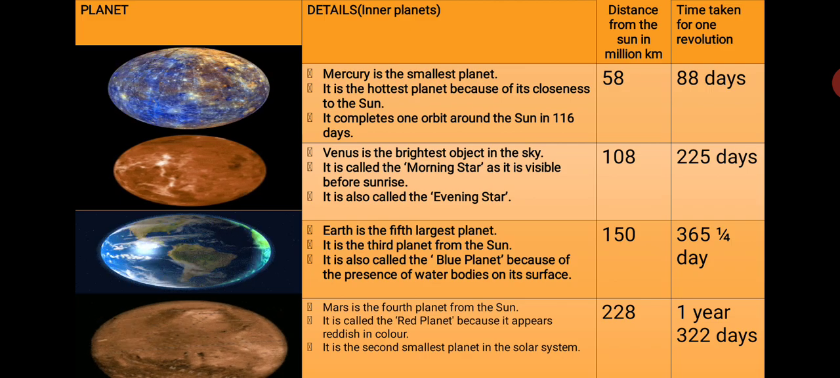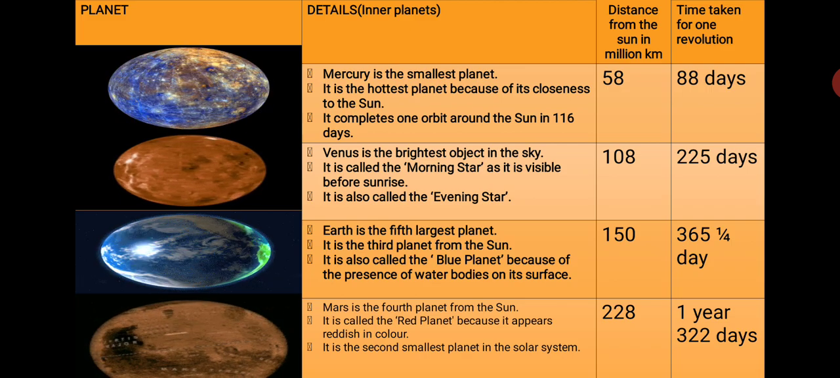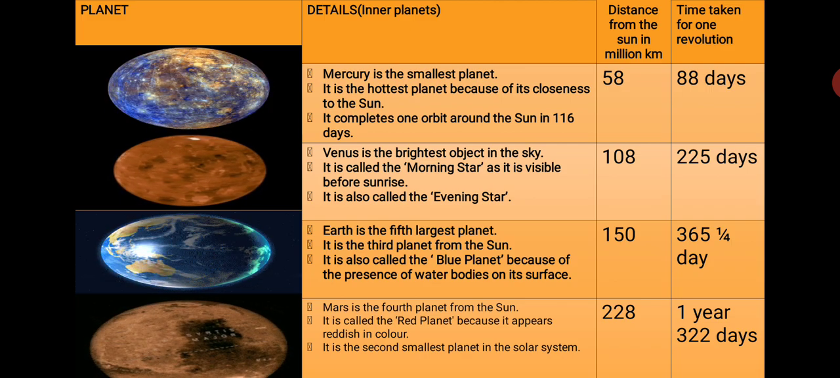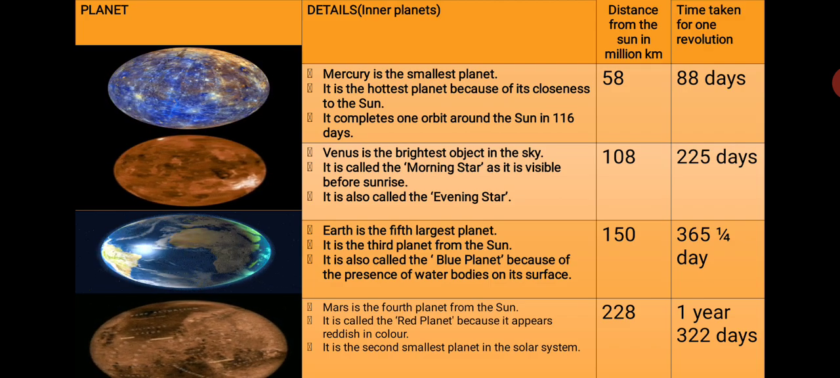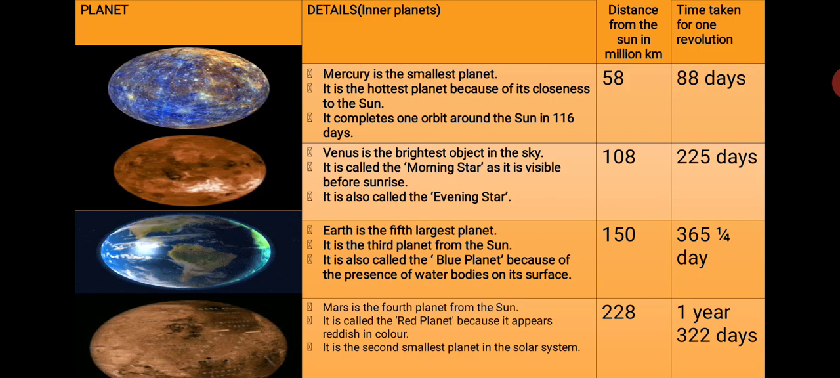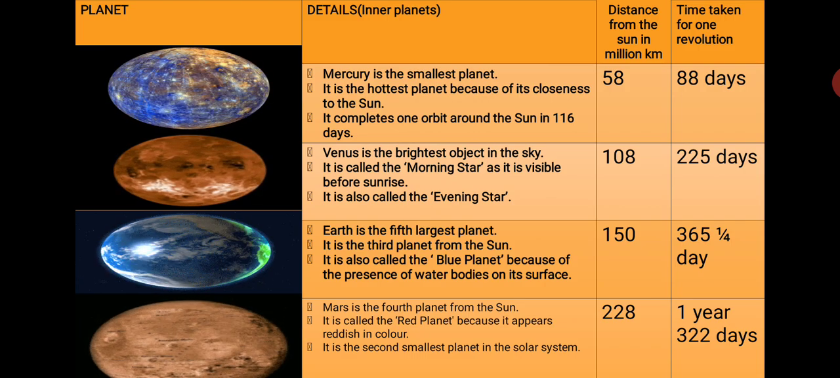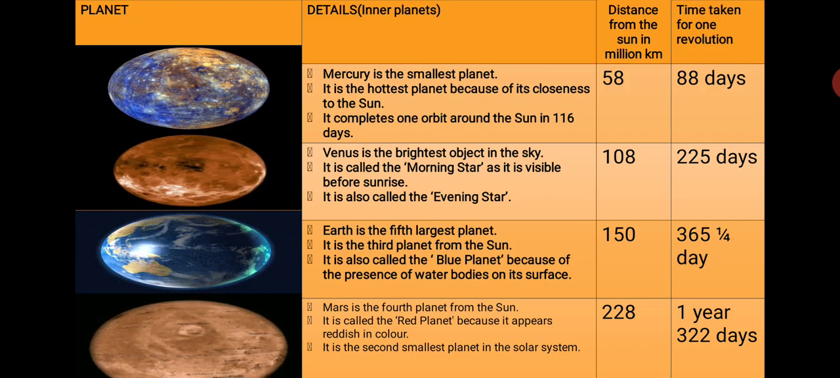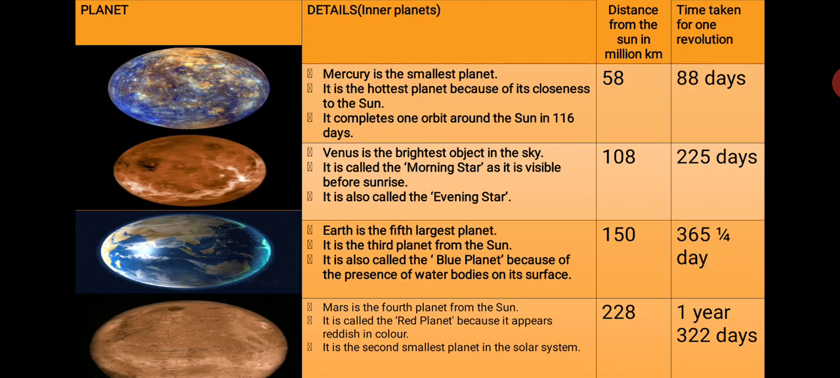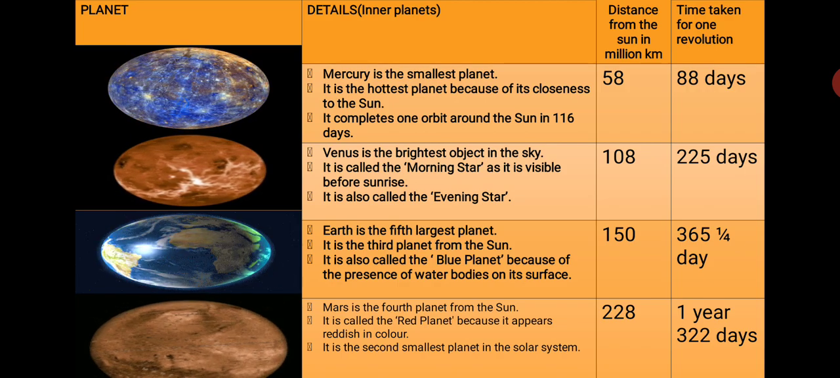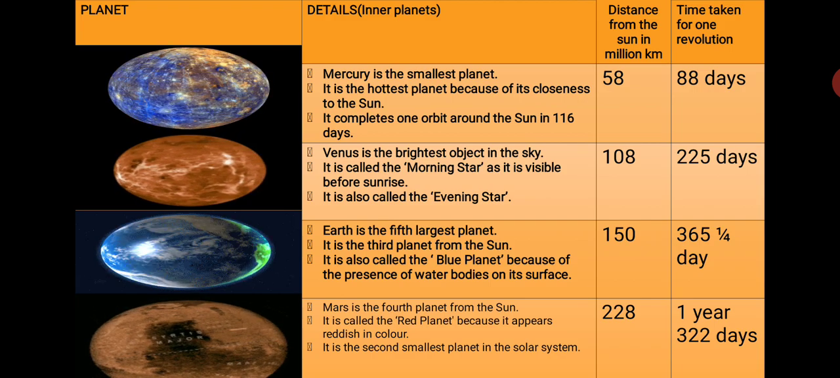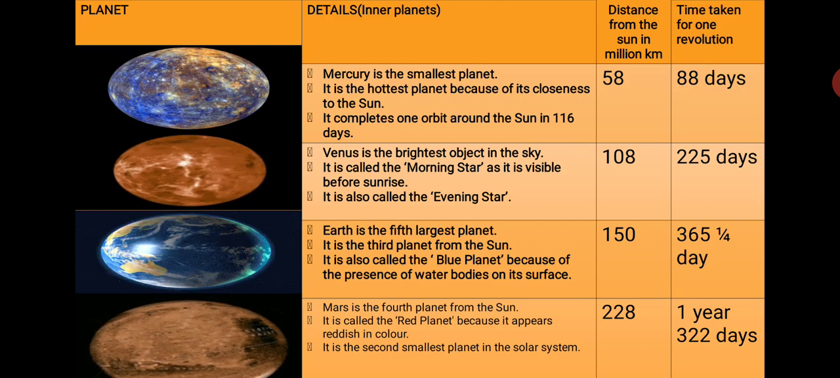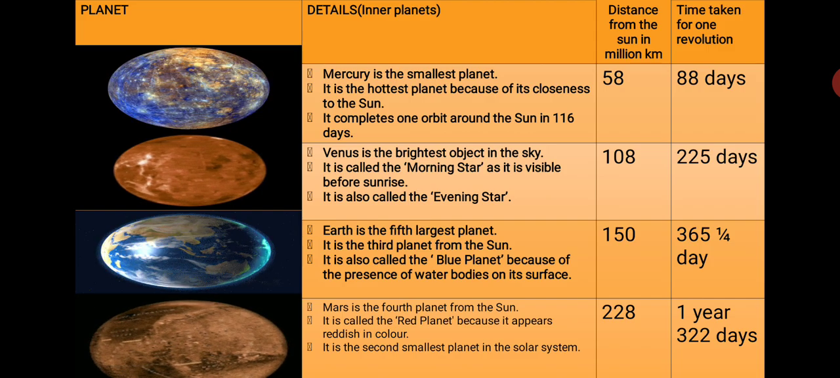Fourth one is your Mars. It is the fourth planet from the sun. It is called the red planet because it appears reddish in color. It is the second smallest planet in the solar system. It is 228 million kilometers away from the sun and it takes 1 year 322 days to complete one revolution.